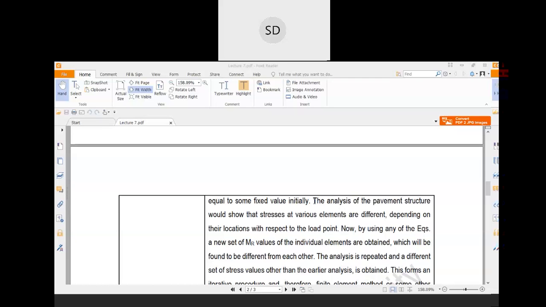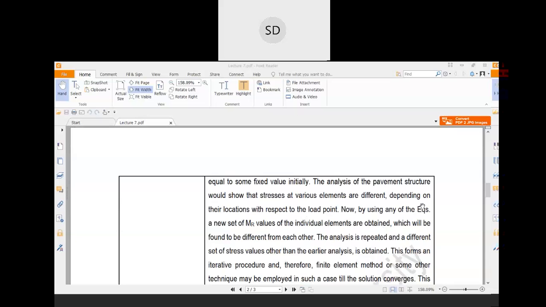So initially the analysis of the pavement structure would show that stresses in various elements are different depending on their location with respect to the load point. Suppose this is the load point, and these are the different granular elements. Based on their distance, it is found that their MR values are changing, and other properties are also changing, depending on their location with respect to the load point. So with the change of location, the stresses at various locations also change.